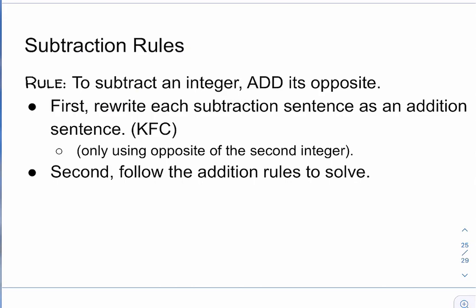We go with some integer subtraction. In this video we're going to talk about using the rules to subtract integers. So here we see the rule. There's one rule for integer subtraction: to subtract an integer, add its opposite.